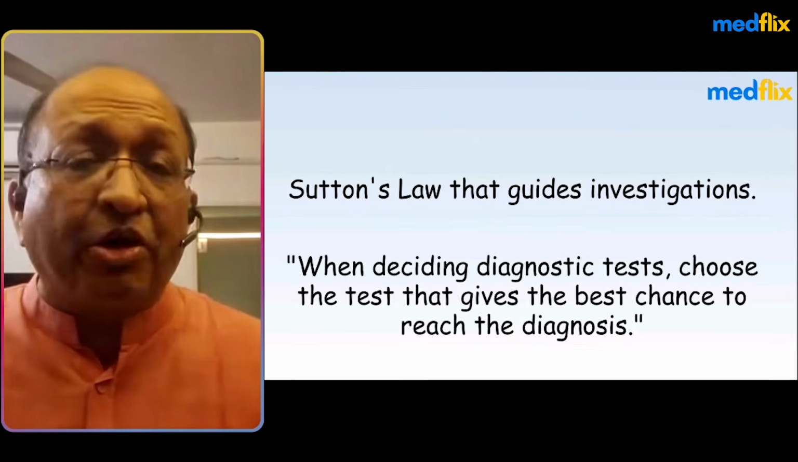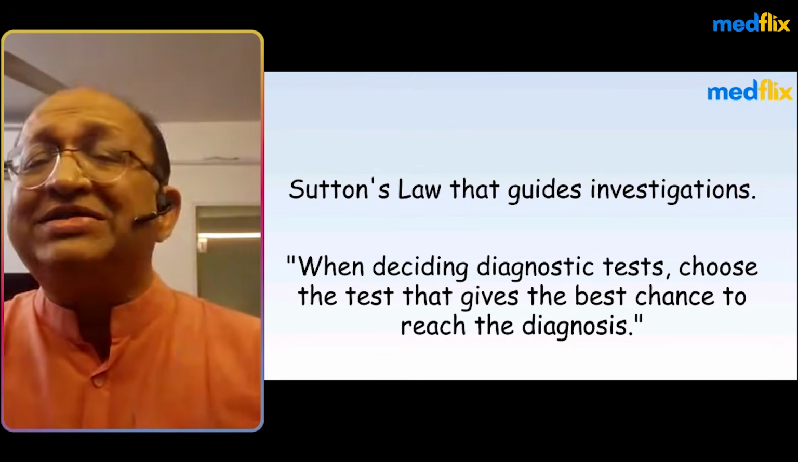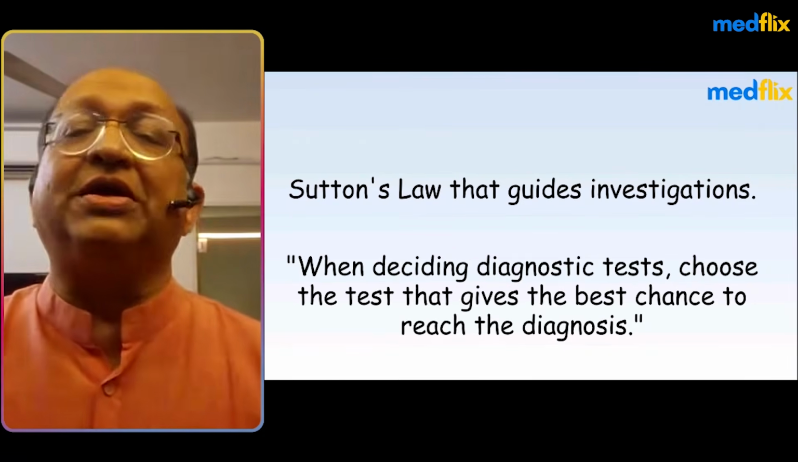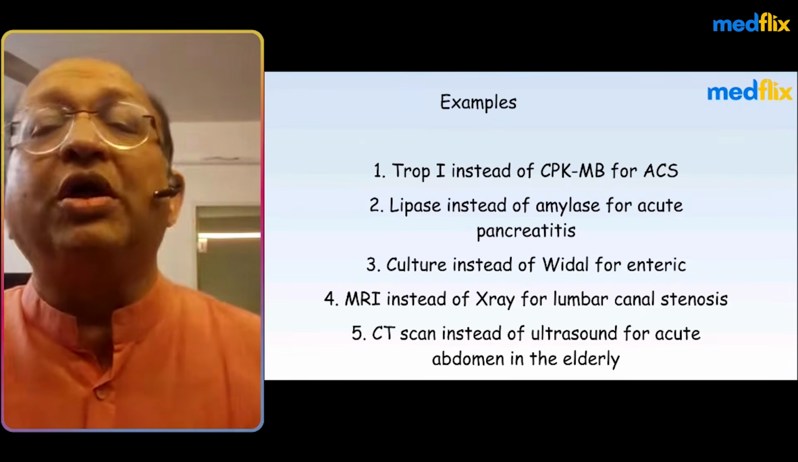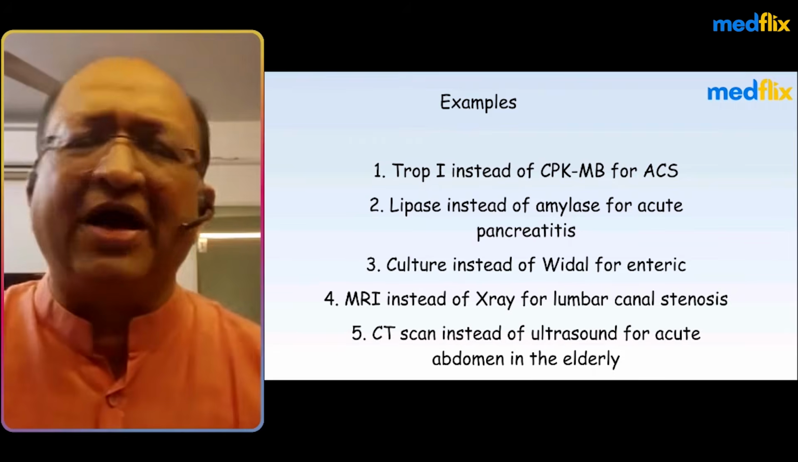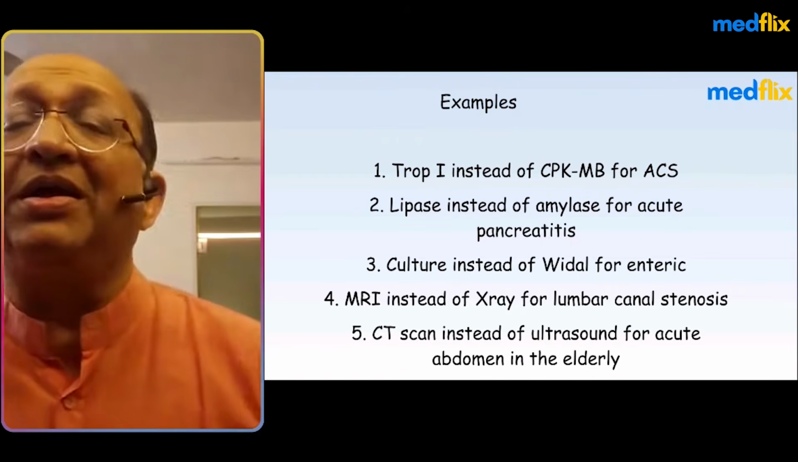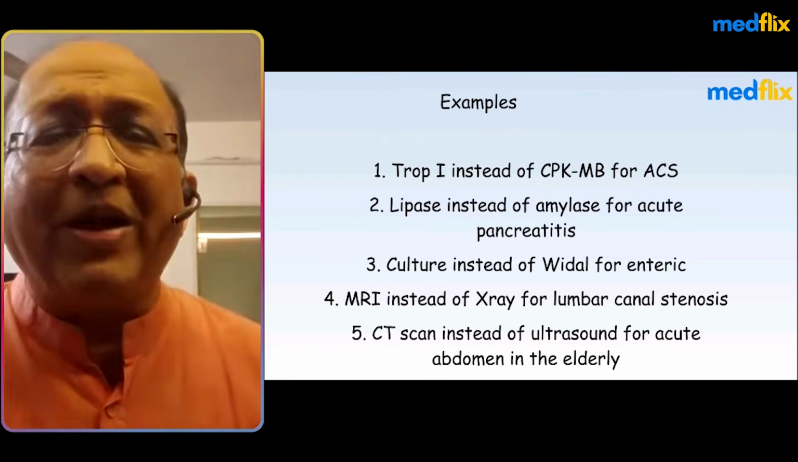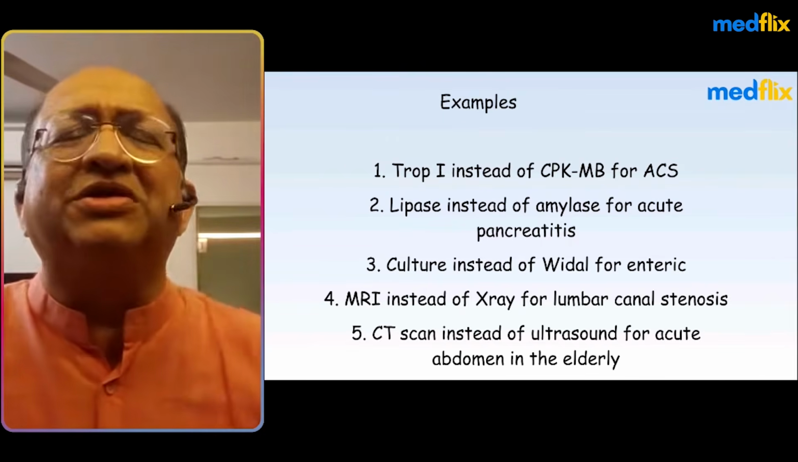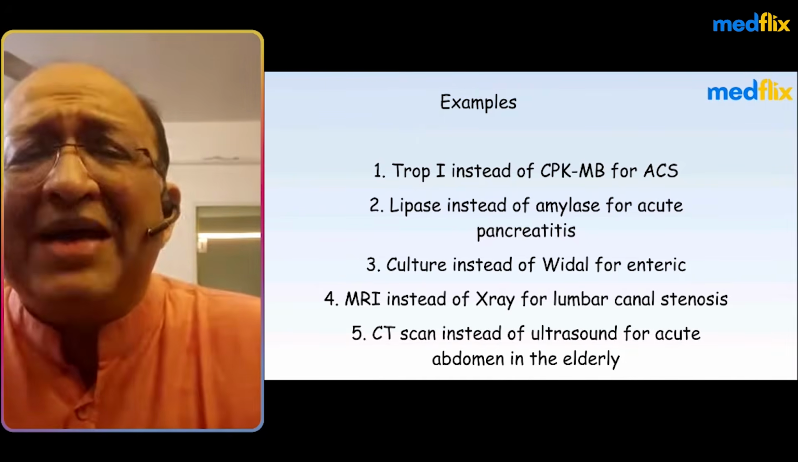This is also a heuristic because it is a shortcut. You are not doing a plethora of tests to get a diagnosis. When deciding which test to do, choose the test that gives the best chance to reach the diagnosis. That is your Sutton's law applicable to clinical medicine. For example, a patient comes with myocardial infarction, ECG has some changes, and you want to do a blood test. If you are given a choice between CPK-MB and TROP-I, you have to go for TROP-I because it's the more specific test. CKMB is gradually losing confidence, and only in certain durations of pain will CPK-MB be useful. TROP-I is the test to go for.